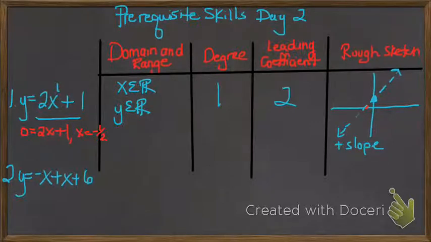The next one is quadratic. Negative x squared plus x plus 6. So what do we do with this? I'm actually going to go to a new slide to show you the algebra involved here. That is a review from grade 11. So here's our function. Negative x squared plus x plus 6. The first thing you need to do is look at your leading coefficient here.